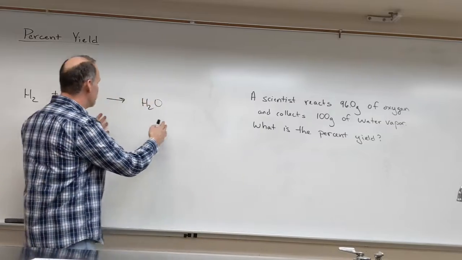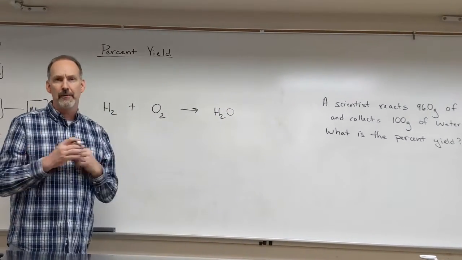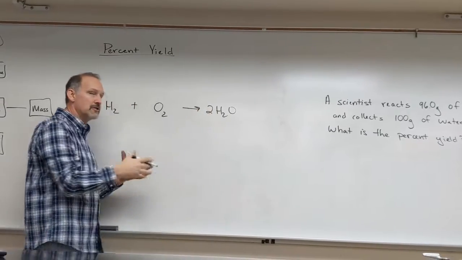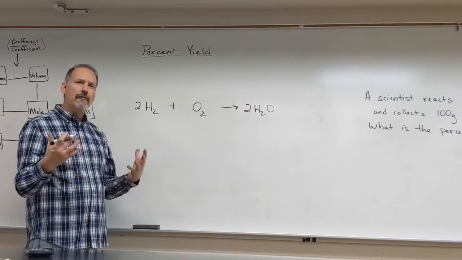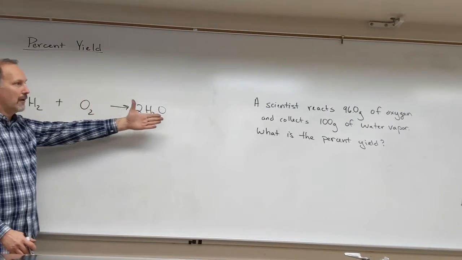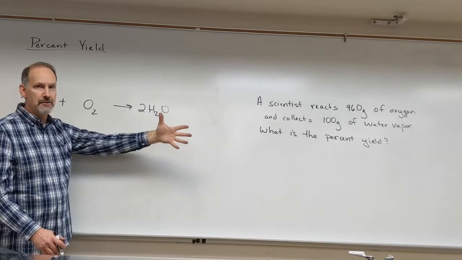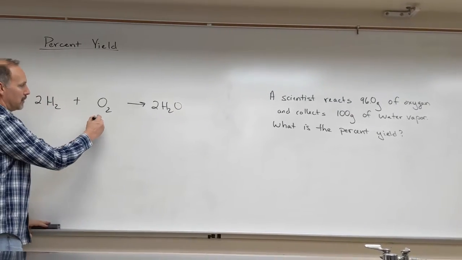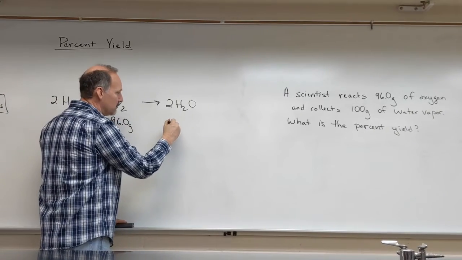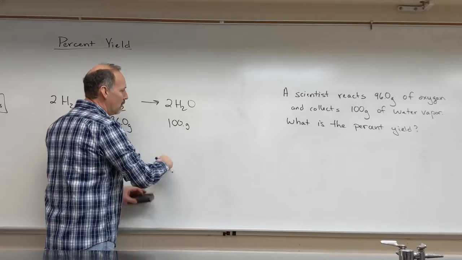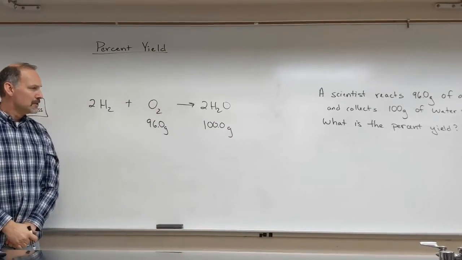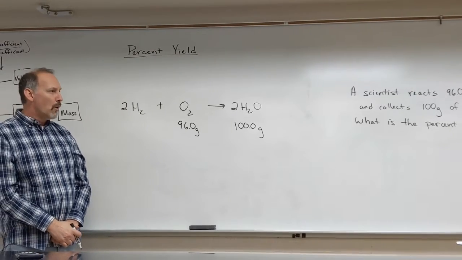So what we want to do is, first thing you want to make sure is you have a balanced chemical equation. So we have to add in our numbers for our balancing numbers. We've touched that all along. But then we want to draw a visual of what's happening. They gave us 96 grams of oxygen and 100 grams of water. So I'm going to come back here and put 96 grams below the oxygen. I'm going to put 100 grams below the water. Okay? So now the question is, what is the percent yield?